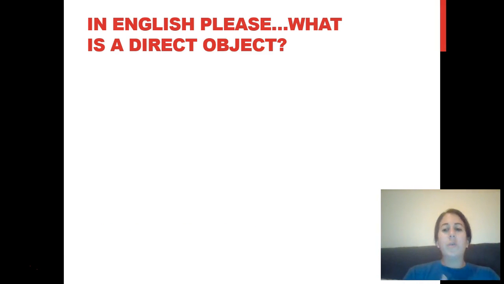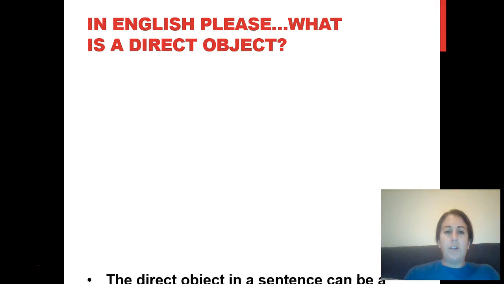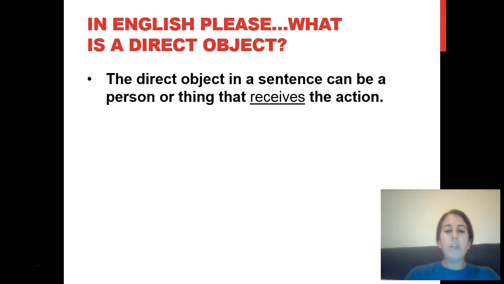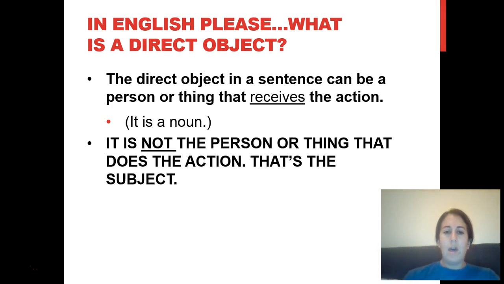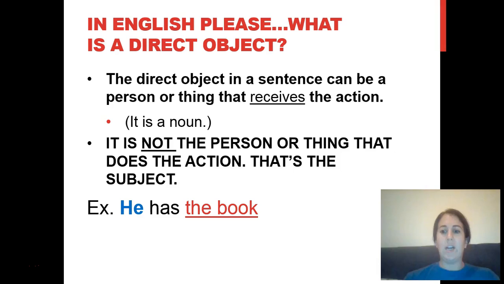Alright, we're first going to start in English about direct objects, okay? So what is a direct object? The direct object in a sentence can be a person or thing that receives the action, okay? So the person or thing that receives the action. Let's break that down. So obviously it's going to be a noun. And it is not the person or thing that does the action or is doing the action, okay? That's the subject.